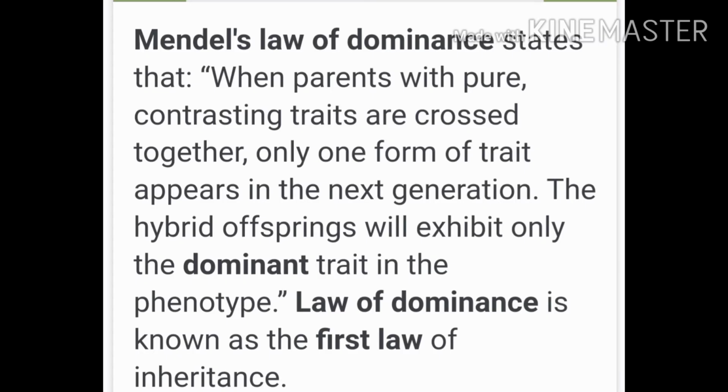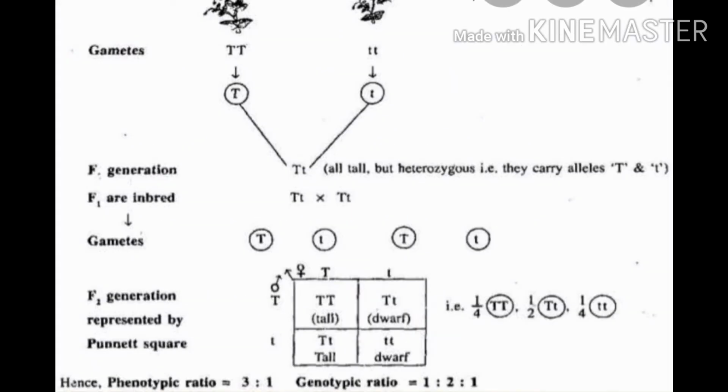So now we can conclude Mendel's law of dominance. According to that, when parents with pure contrasting traits are crossed together, only one form of the trait appears in the next generation. The hybrid offspring will exhibit only the dominant trait in the phenotype. This is the law of dominance and it is called the first law of inheritance. You can go through this table once again and try to understand Mendel's law of dominance.